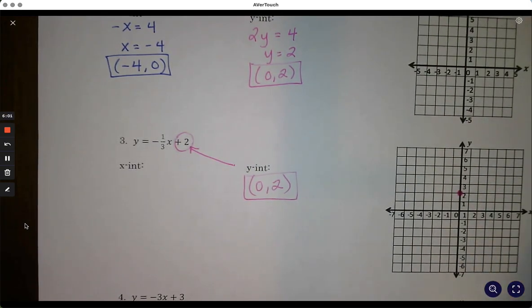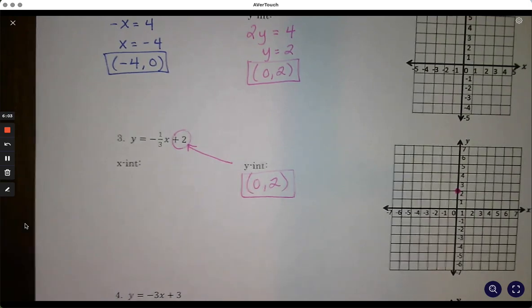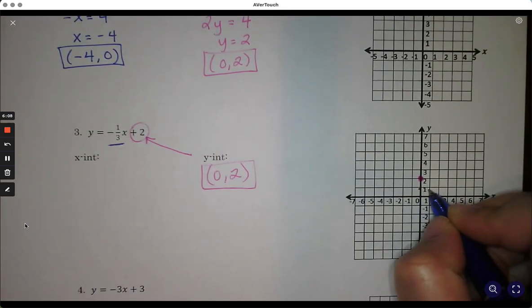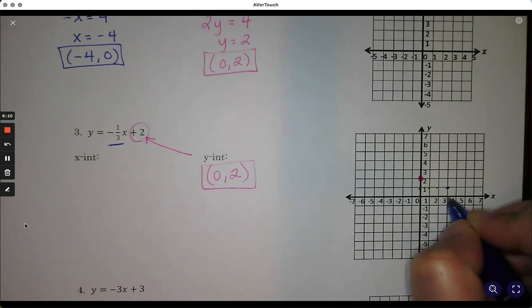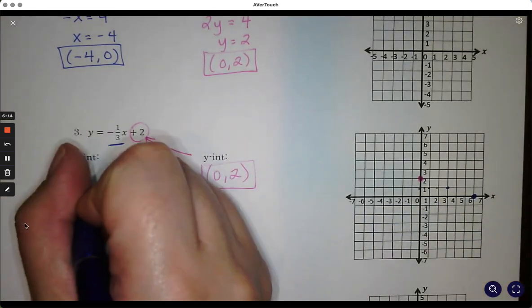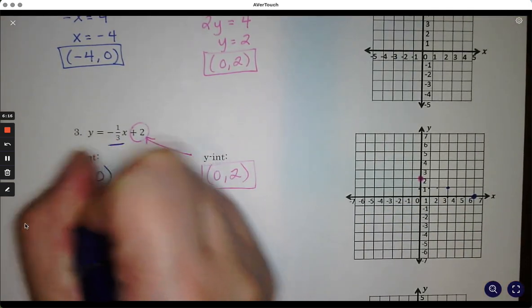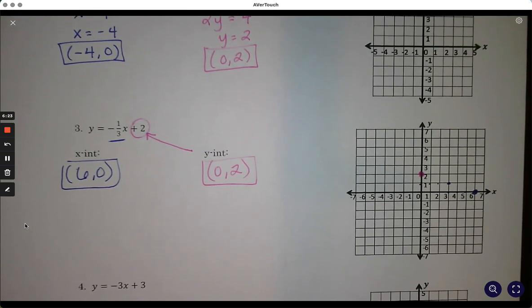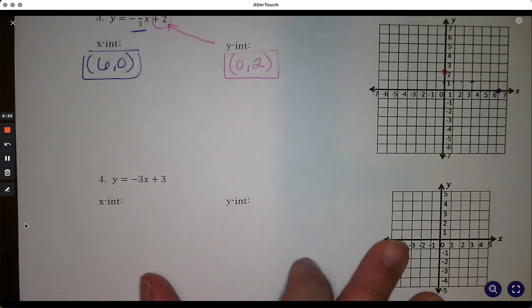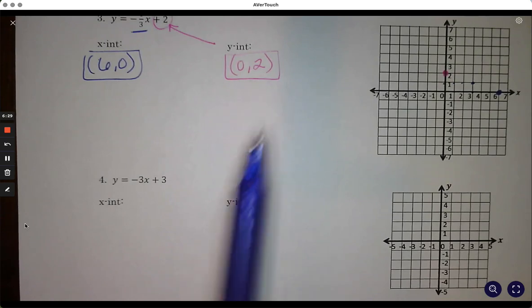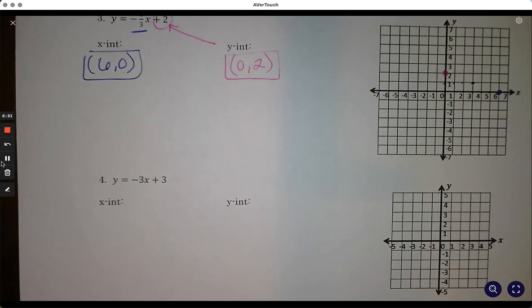Okay. Now if I want to know the x-intercept, and I'm given a graph, use your slope. Down 1 over 3, 1, 2, 3. Down 1 over 3, 1, 2, 3. 6. So 6, 0. Boom. Okay. Same with number 4. All right, I would do the exact same thing that I did with that one for number 4. If you have any questions about intercepts, let me know.